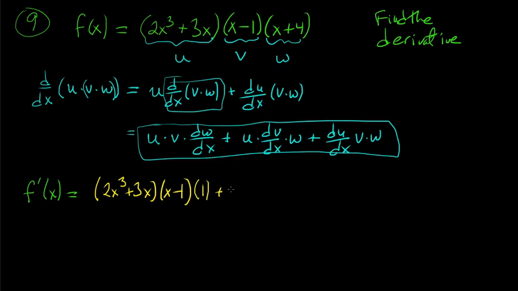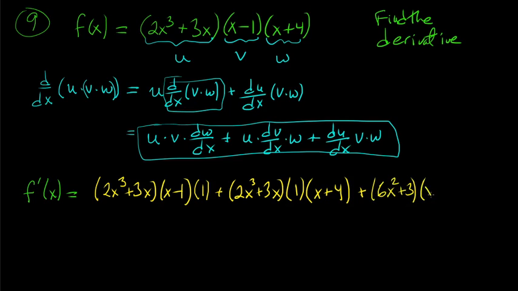Plus u times the derivative of v. So here's u. And the derivative of v is also 1, times w, which is x plus 4. And finally, the derivative of u is going to be 6x squared plus 3 times v times w. So x minus 1 times x plus 4.